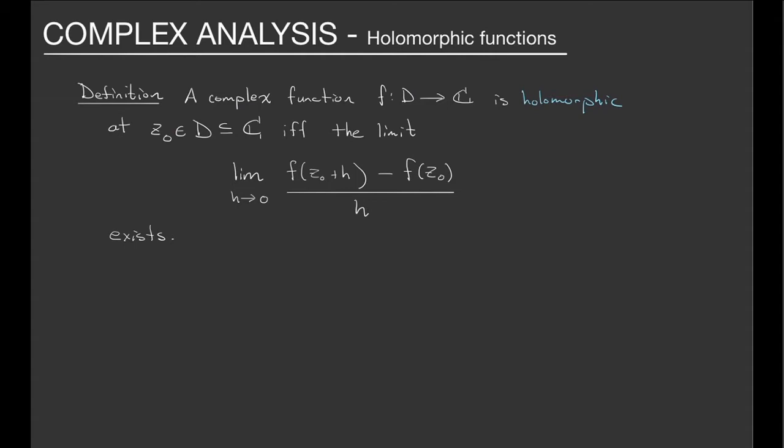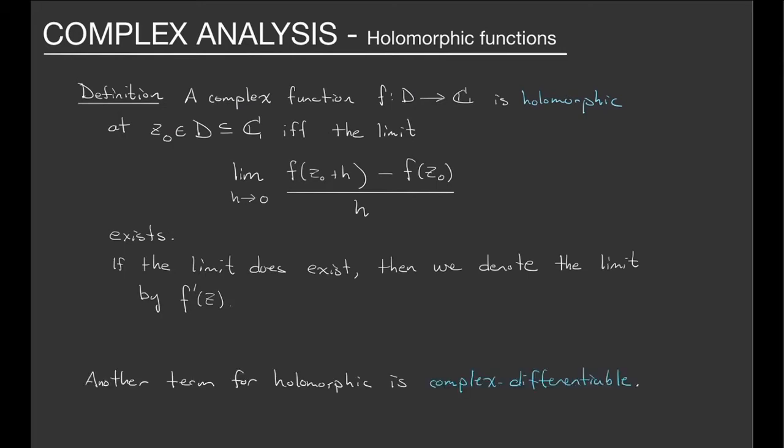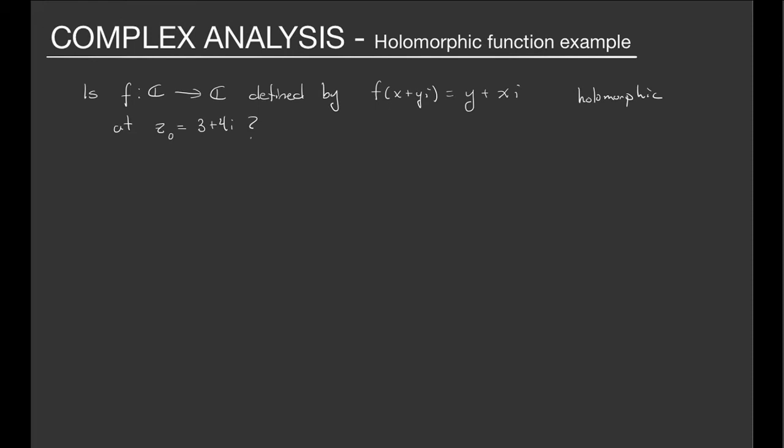This limit, if it exists, we call f prime of z, or we write f prime of z. And as noted, we can alternatively say that a function is complex differentiable in place of calling it holomorphic. These are synonymous terms. But for whatever reason, it seems like holomorphic is the more preferred term. Now that definition is all well and good, but without an example it can be a little hard to wrap your mind around what this means exactly.